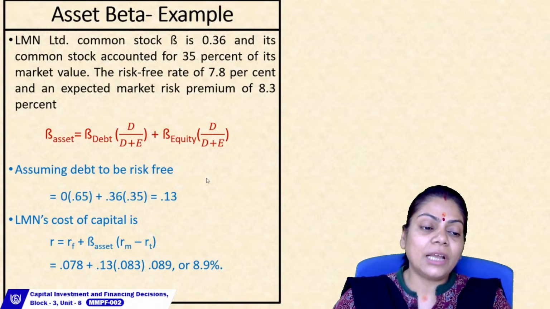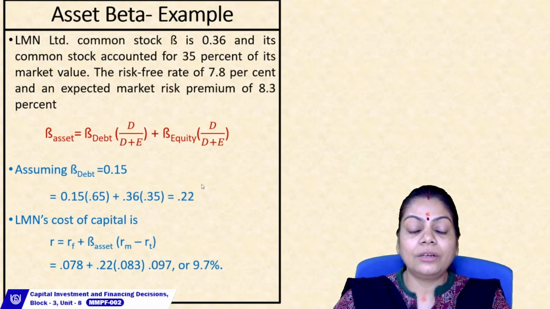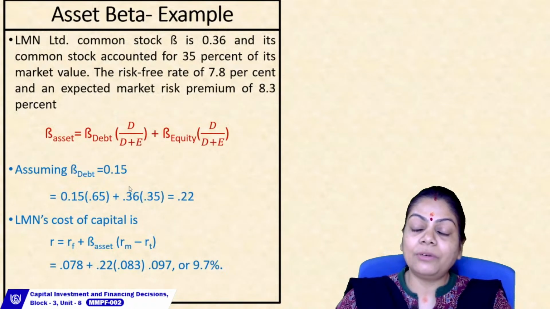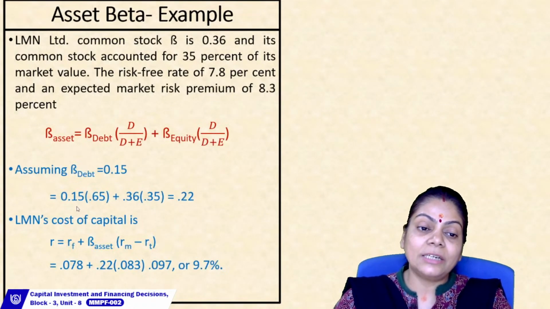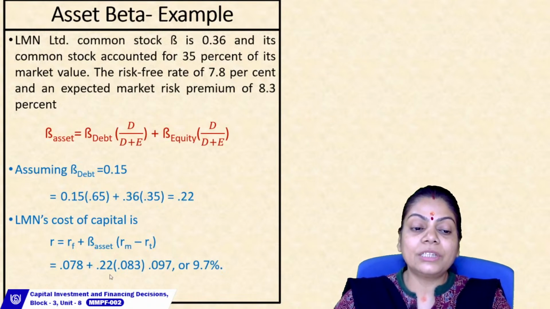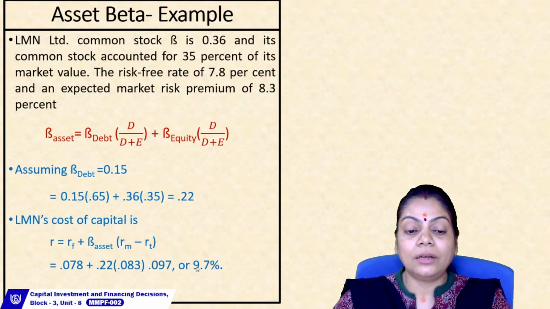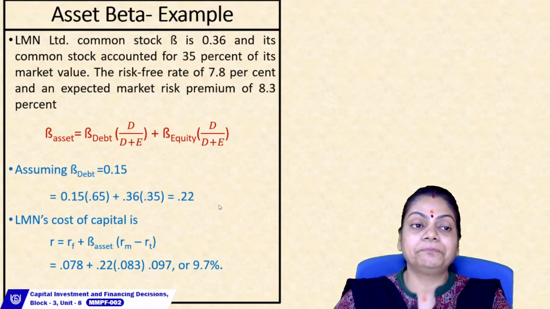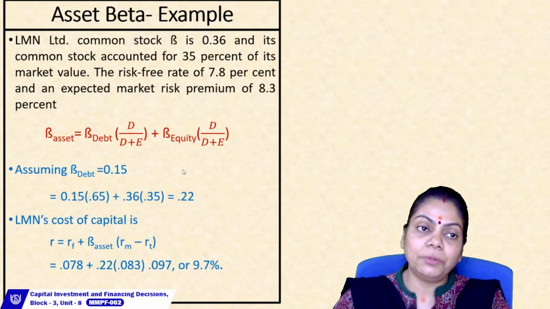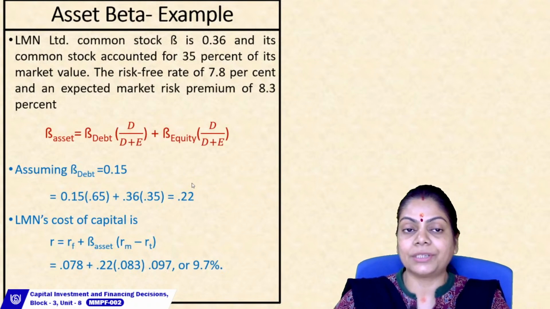Now, let us assume that the debt is not risk free, so then we will have a different beta value. Suppose we have assumed that the beta value of debt is 0.15. Now, what is the asset beta? Here in this case, my asset beta is 0.22. Now, plugging these values into the CAPM, with 0.22, that gives you the company's rate of return to be 9.7%. So that is how we talk about the various debt betas, equity betas, and the various asset betas.